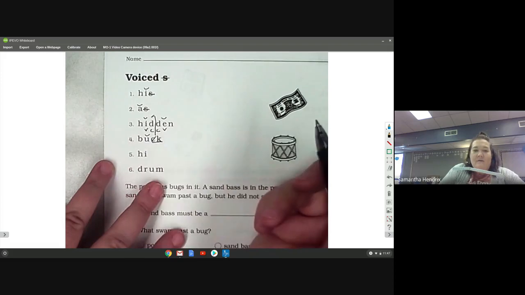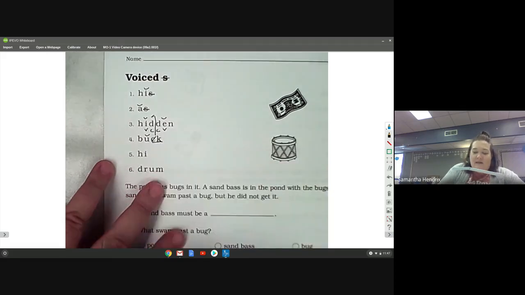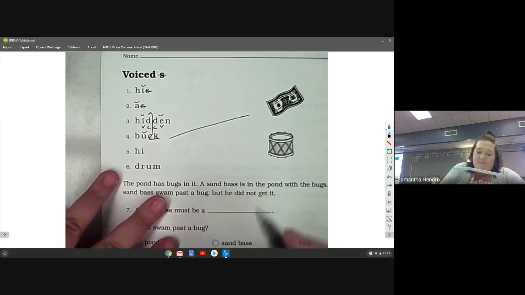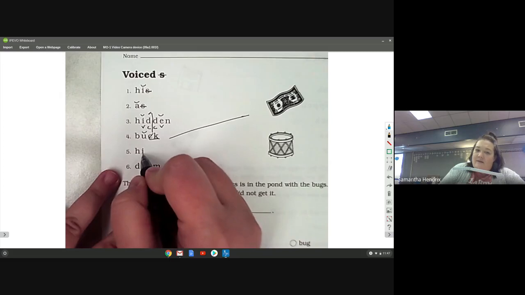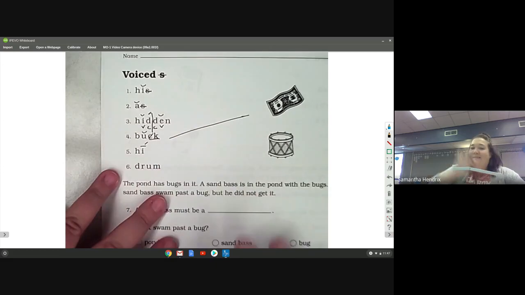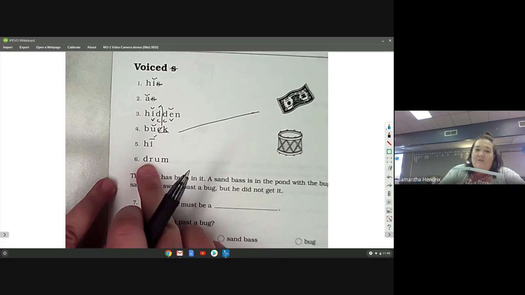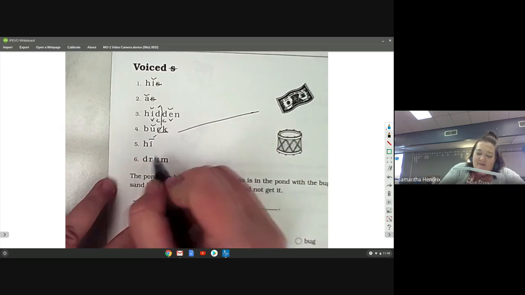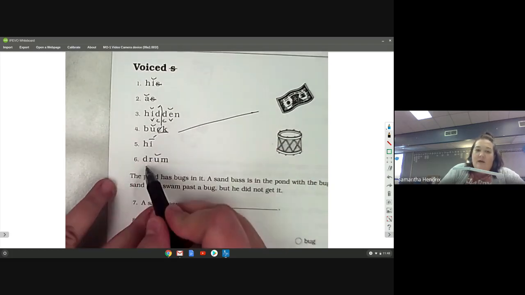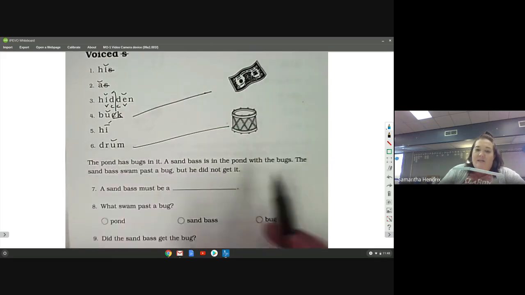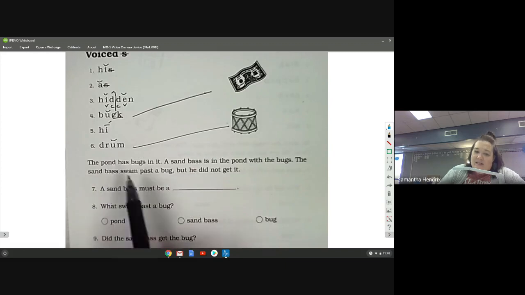Okay, b, uck. Underline the digraph, mark out the C. Buck. That's a buck. A buck is a dollar. Like, hey, can I have a buck? H-I or h-i? Hi, because that's an open vowel. Hi. Okay. This is a blend, so we don't code a blend, but we know that's a dr blend. This is a vowel followed by a consonant. So drum, drum.